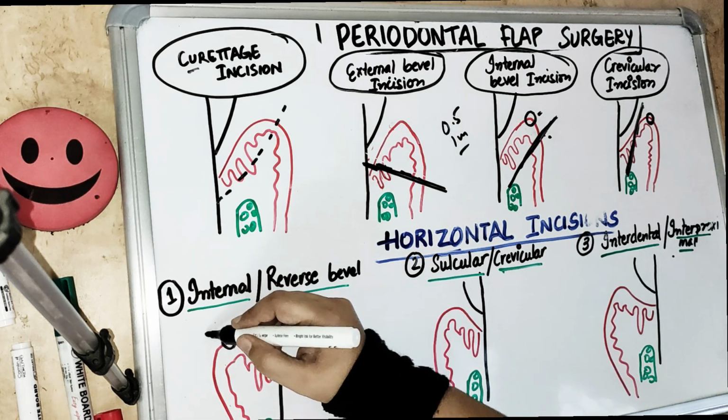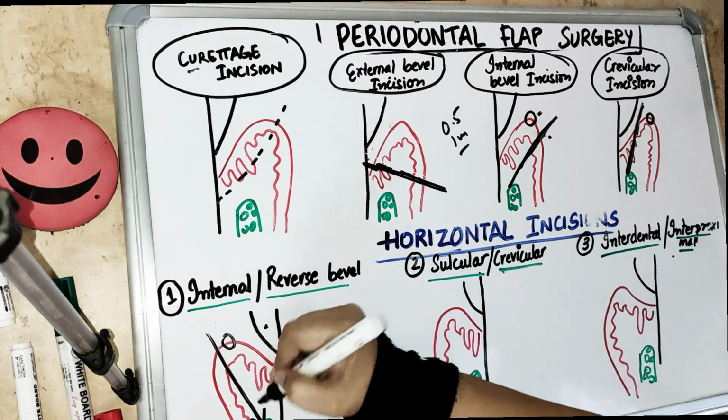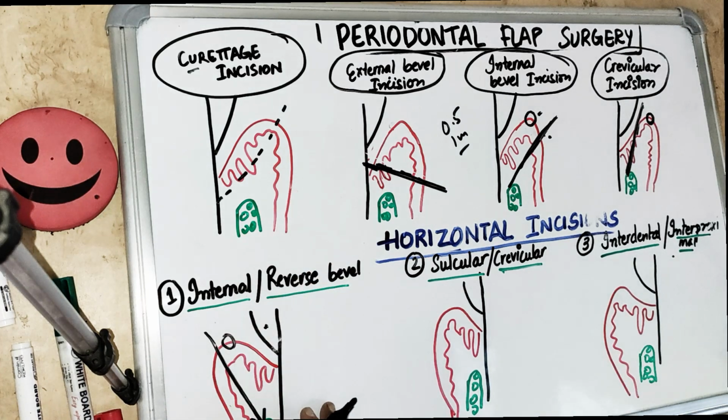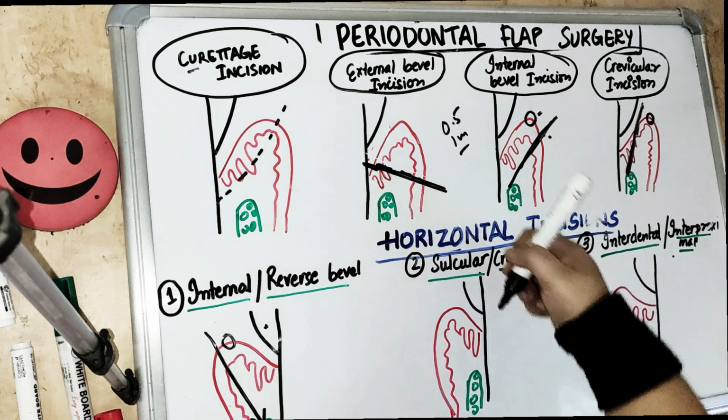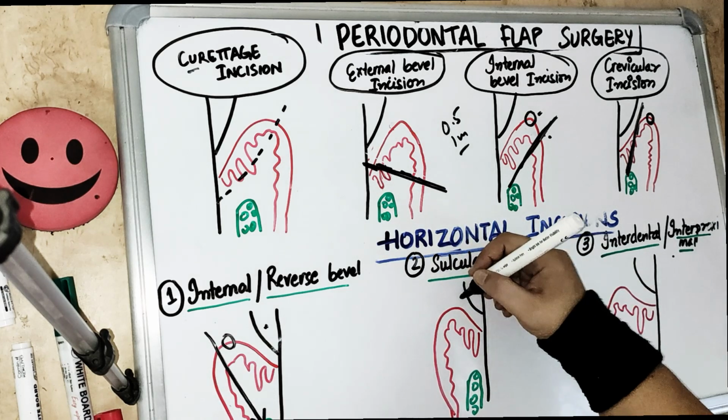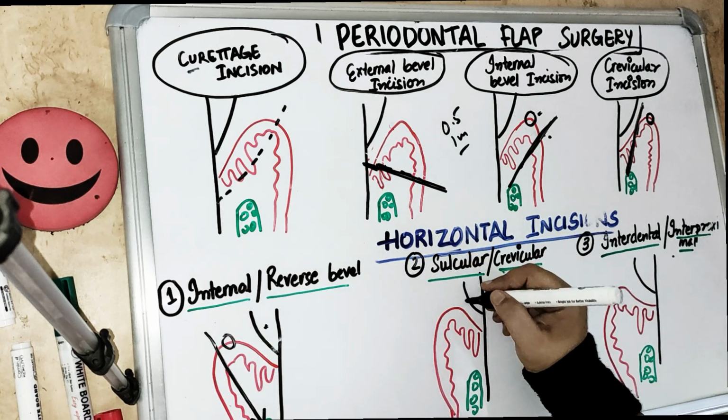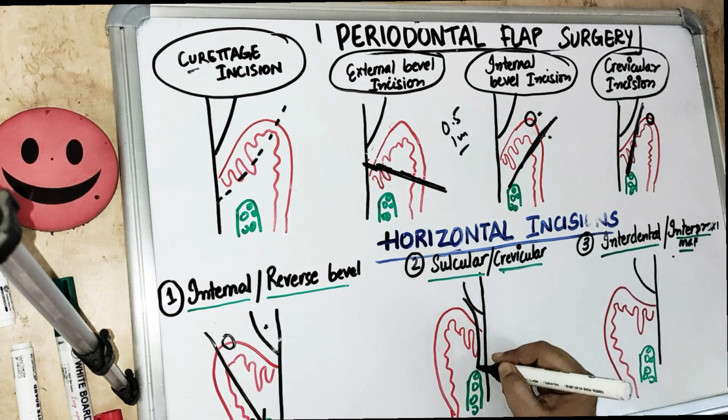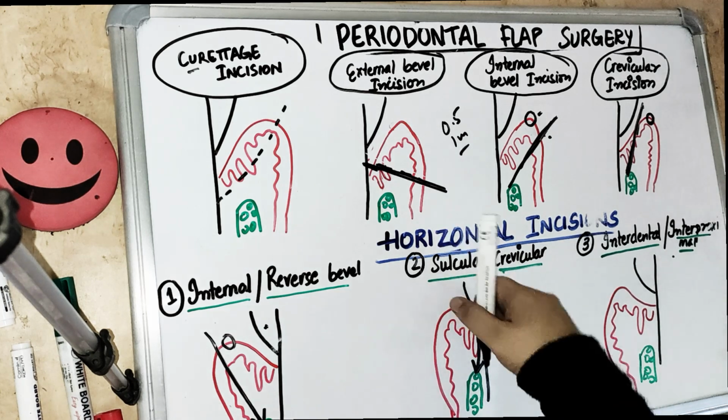So this is the gingival margin. So we are going like this. So this is our internal bevel incision. This removes the pocket lining, yet it conserves the outer gingiva. The next one is the circular or the crevicular incision. The circular or crevicular incision is the incision in which we go from the sulcus up to the crest of the bone, right? So this is our circular incision.